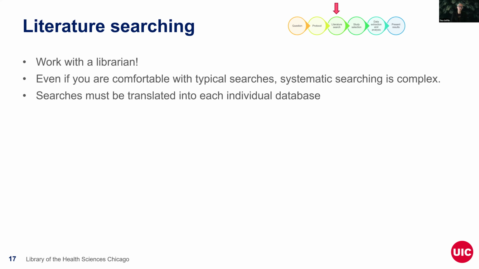Systematic searching can be very complex. And searches must be different for each one of the databases. So just because you do a search in PubMed, that search is not going to be the same search. And you should be doing searches in more than just PubMed. You need to pick the databases and we can help you with that selection, but PubMed is not the only place that you should be searching.